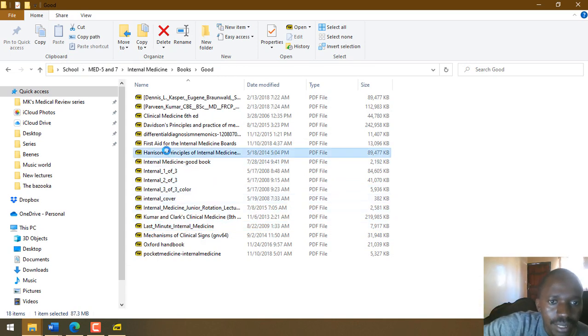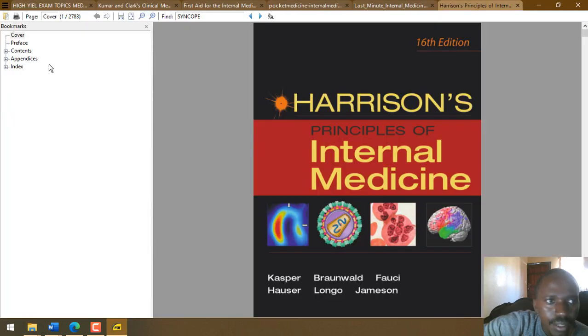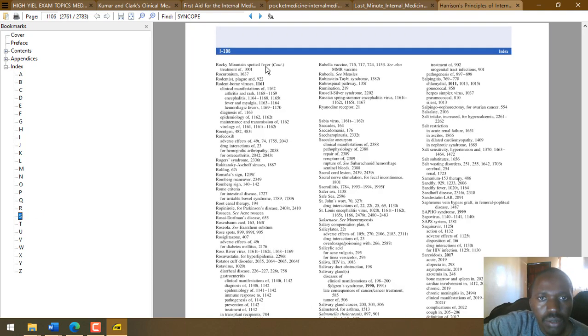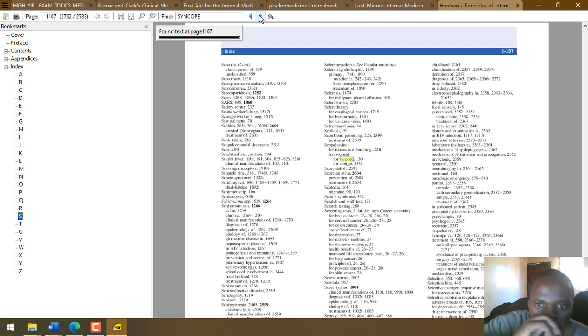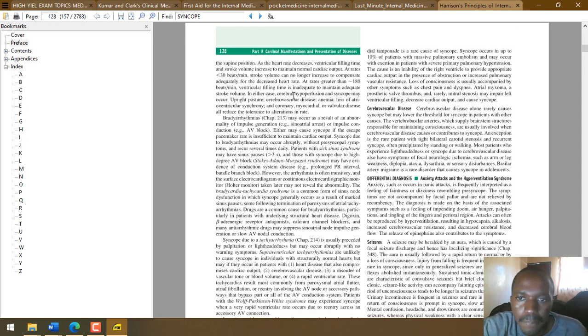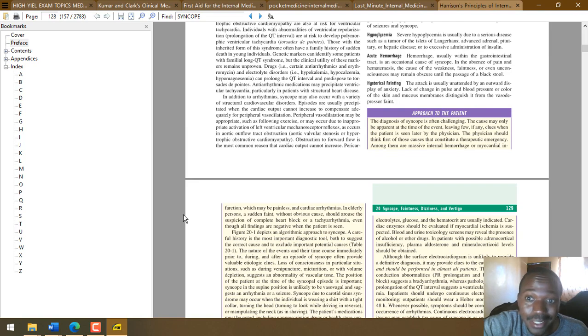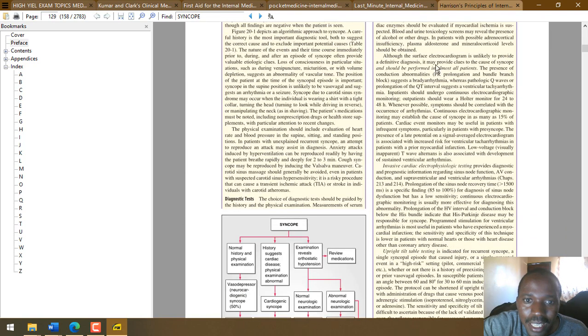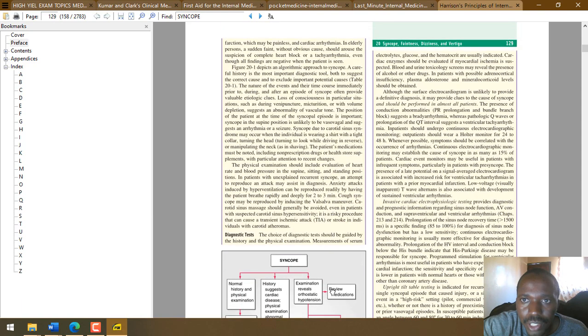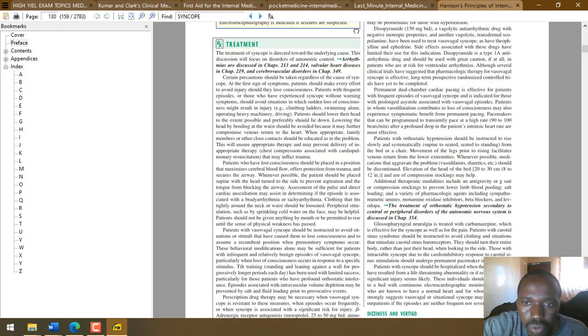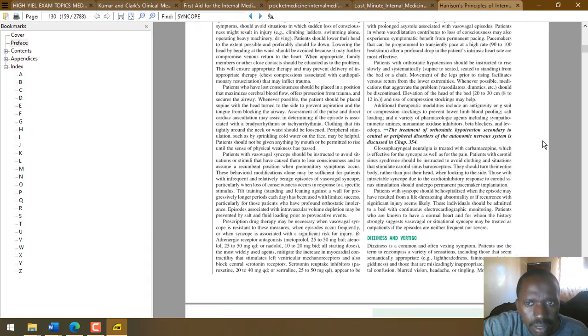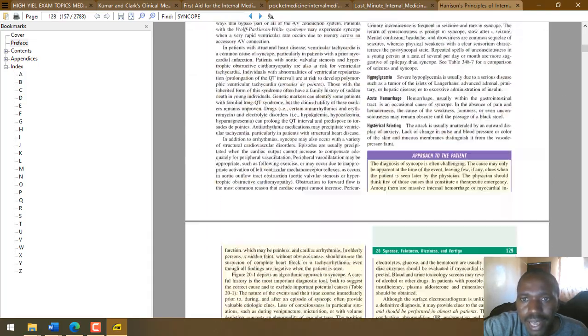Let's see, what does Harrison say concerning syncope? I know for sure this internal medicine good book does not have syncope in it for some reason, so I won't even waste time opening it. Let's go through this here. Is there anything on syncope here? Okay, page 128. I hope this isn't long. So, approach to syncope. I love this because sometimes it gives you an approach. Fair enough, I think we'll save this for the last bit.